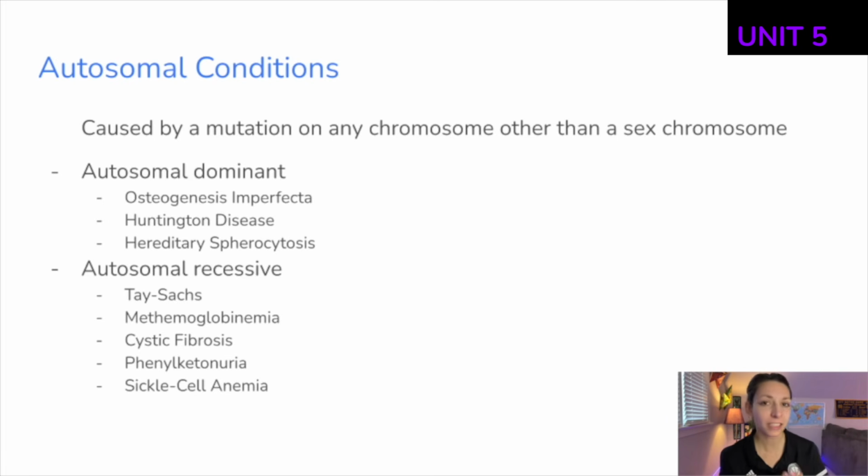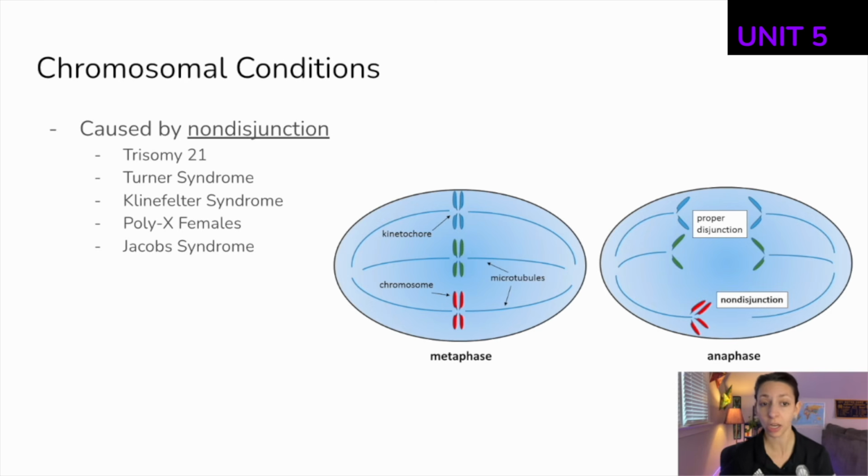You might have heard of Huntington's disease as an example of an autosomal condition or an autosomal dominant genetic disorder, which often doesn't appear until later in life, so people can pass it on to their offspring without even knowing that they have it. And then there's lots of autosomal recessive disorders like Tay-Sachs disease, cystic fibrosis, PKU, sickle cell anemia. Chromosomal conditions are usually caused by non-disjunction, which means when those chromosomes are supposed to separate, especially during anaphase 2 of meiosis, we're getting an extra chromosome ending up in the sex cell.